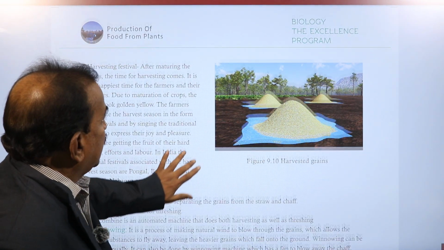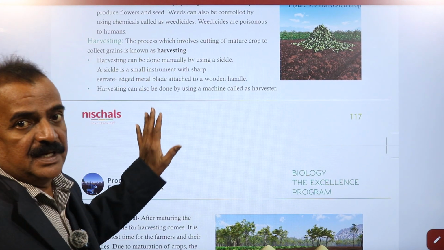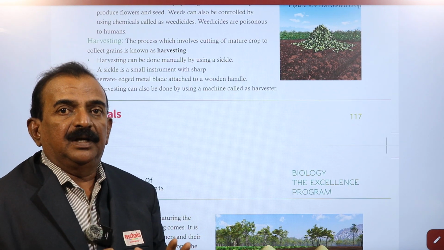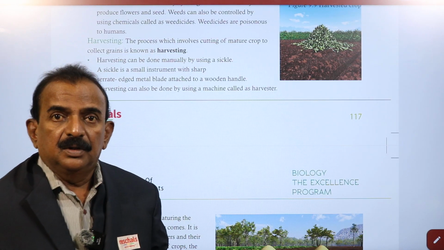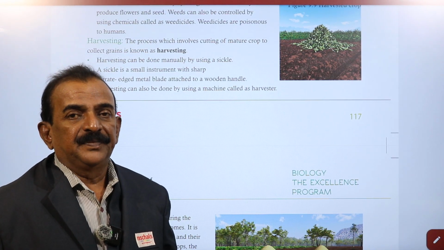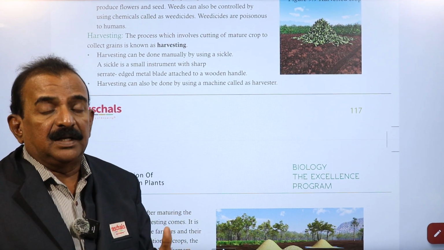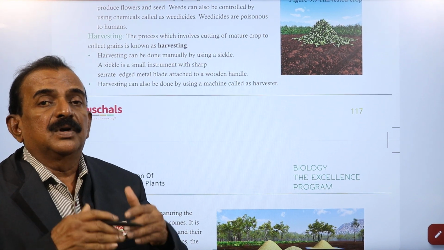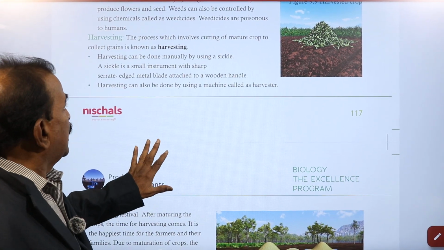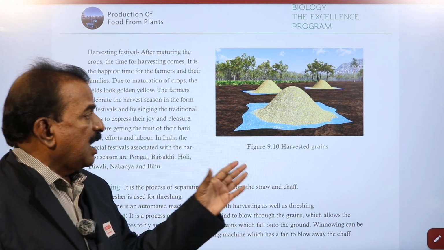Here on the interactive flat panel you are observing harvesting, that is the heading. I told you harvesting means some instruments are used to cut the matured crops. Farmers use a sickle and a mechanized harvester to cut the matured crops and collect grain from the crop, and that is called harvesting. Here you are observing harvested grains.